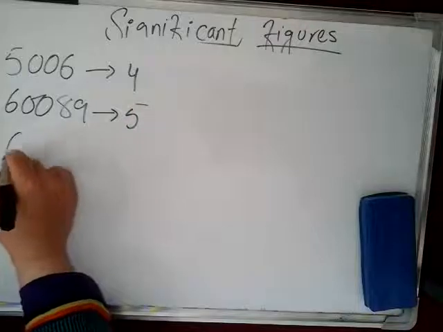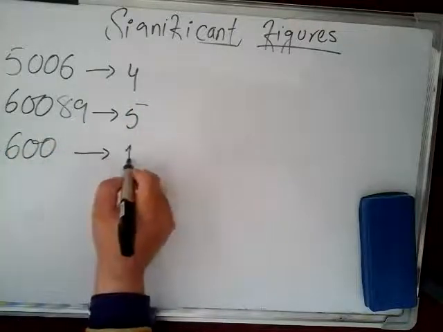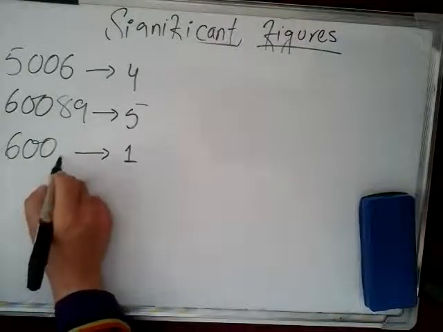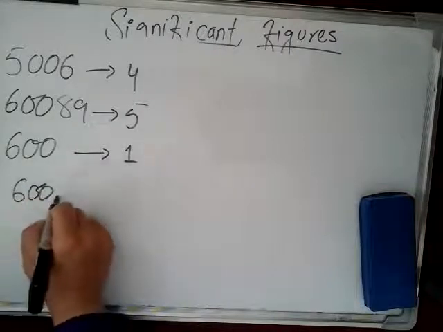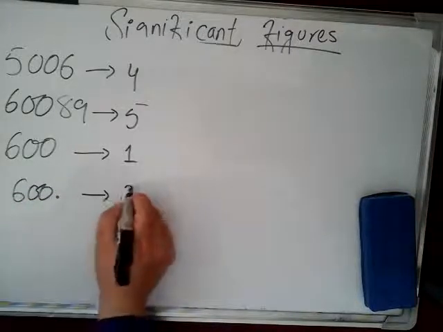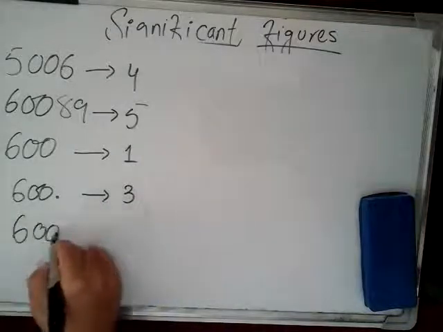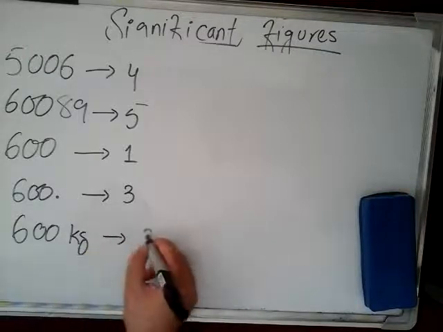So what if 600? Here the significant figure would be 1. Why 1? Because there is no point present. But if I write 600 with a decimal point, here the significant figures would be 3. Or if I write 600 kg, here the significant figures would be 3.